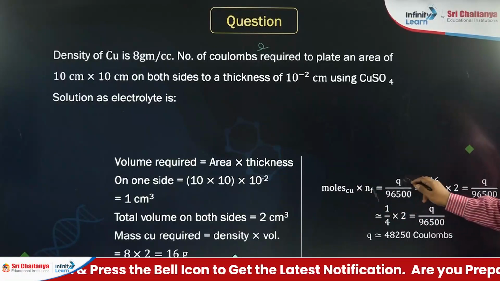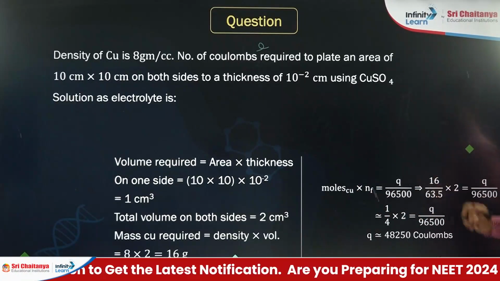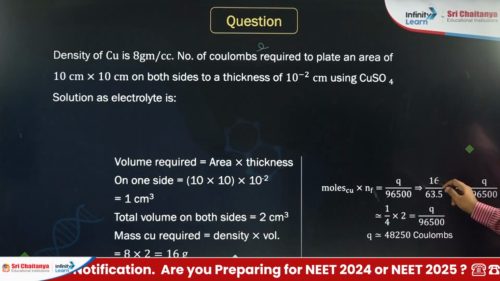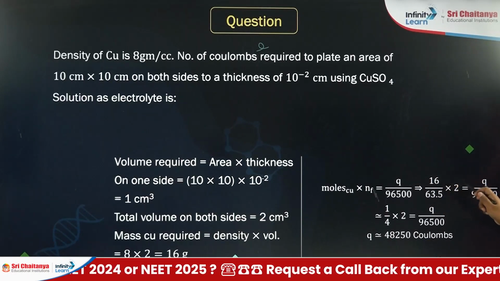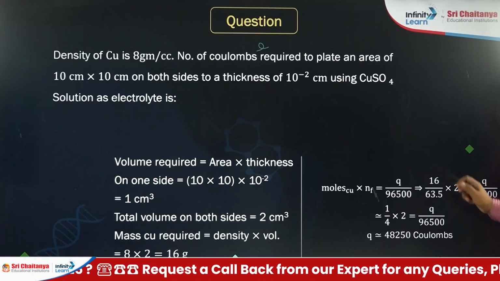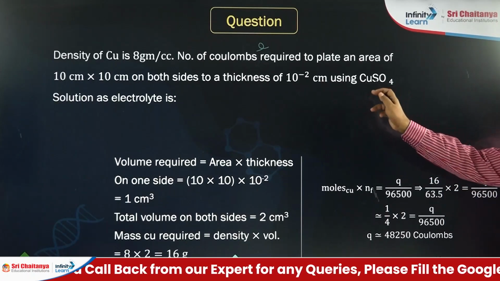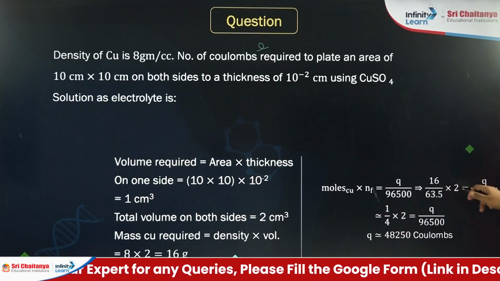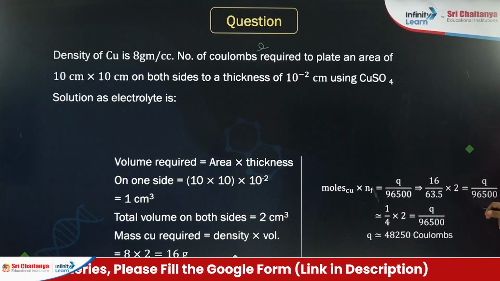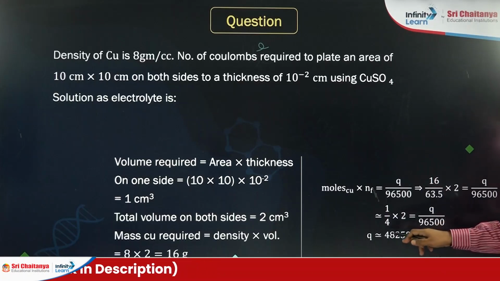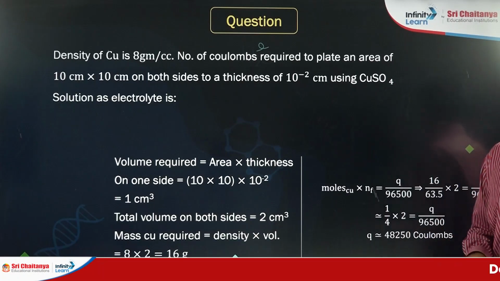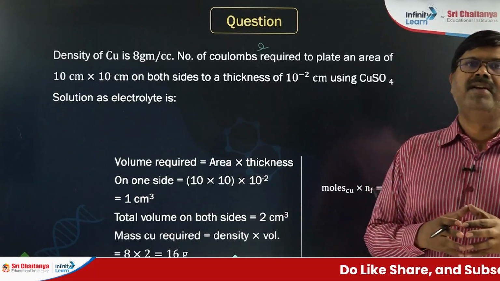Moles into n factor is equal to Q by 96500. The mass of copper is 16. The molar mass is 63.5. So this is the moles. Moles into n factor. The n factor of copper is 2 because it is in the Cu plus 2 state. So this is the n factor, equal to Q by 96500. By simplifying this, we will get Q approximately as 48250 coulombs.